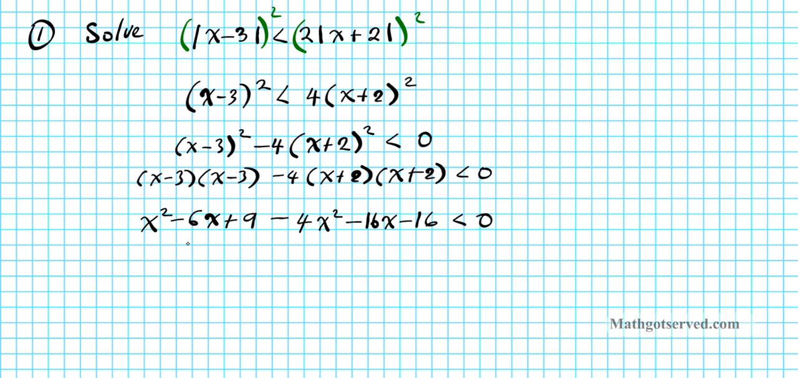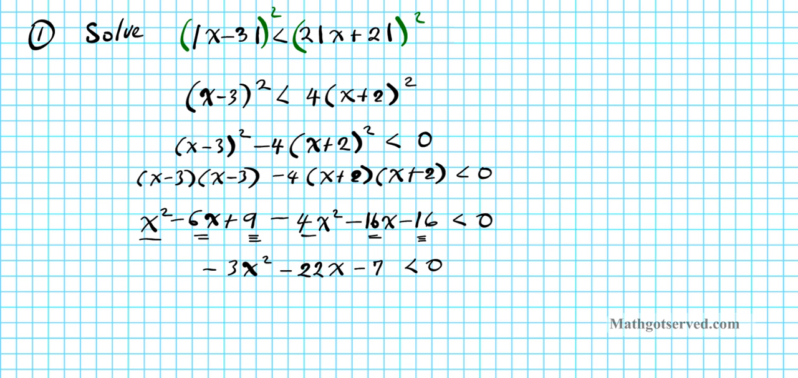Okay, so let's combine like terms. Combine the x squared terms. We have negative 3x squared. And then negative 6x minus 16x will give us negative 22x. And then combine 9 and negative 16, that gives us negative 7, as less than 0.